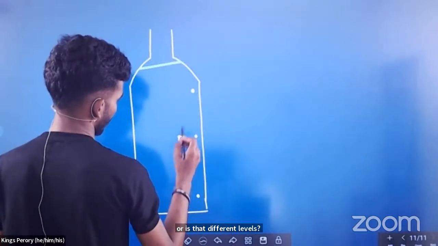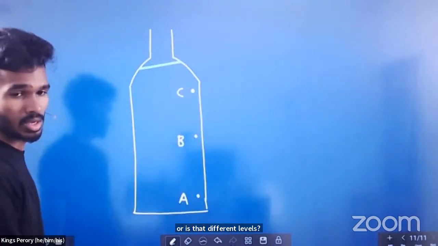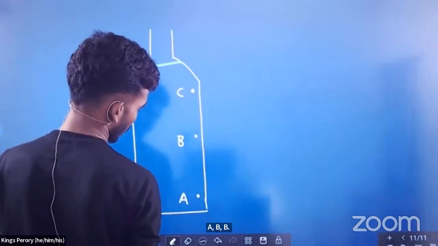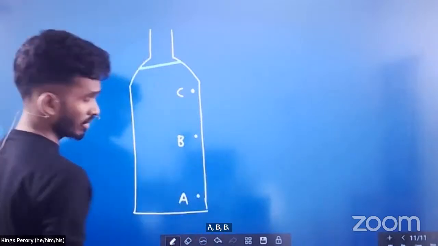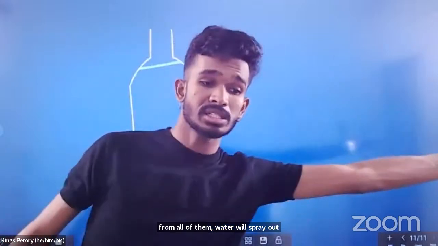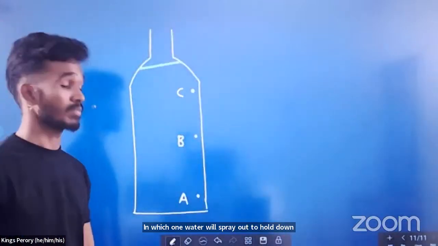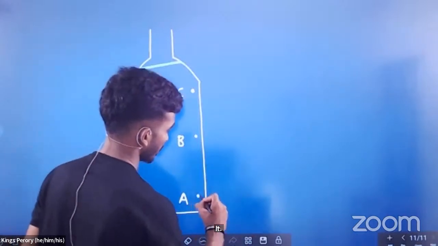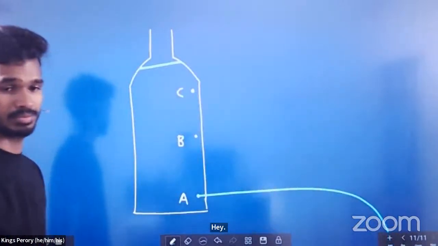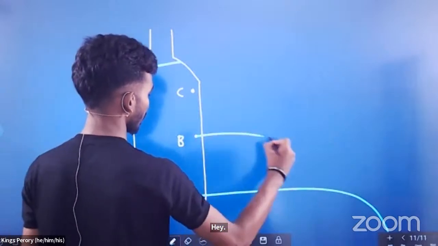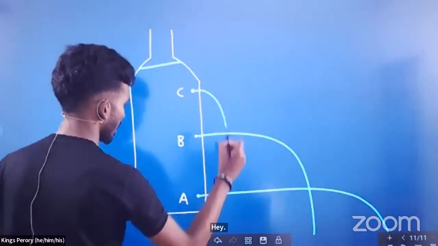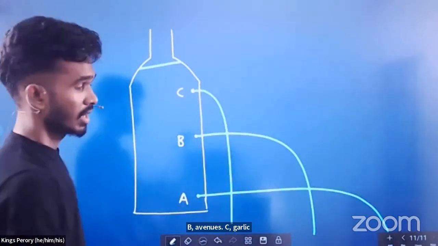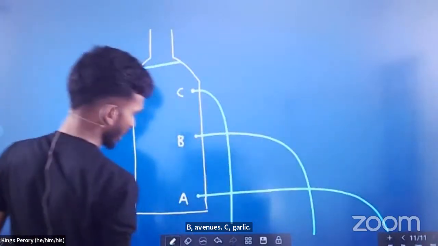A, B. From all of them, water will spray out. In which one will water spray out to a longer distance? Point A. From A, the distance is very long. B, average. C, very short.